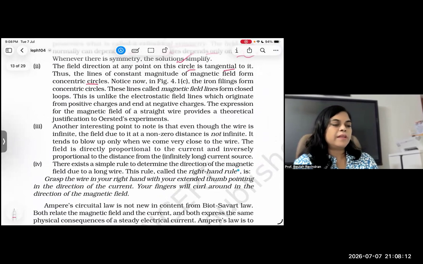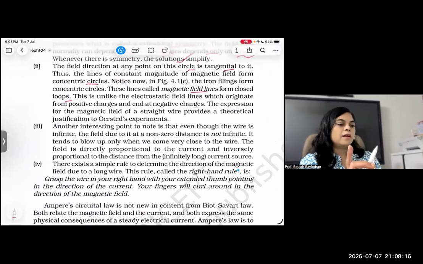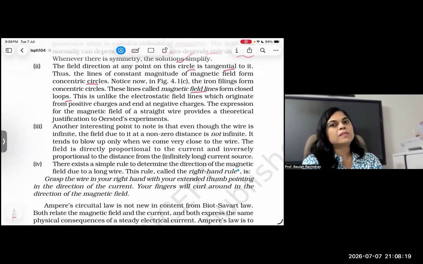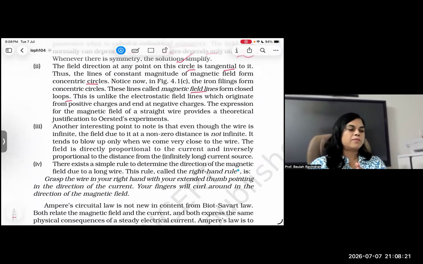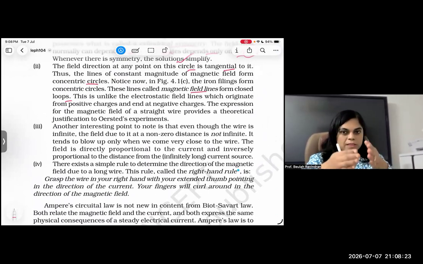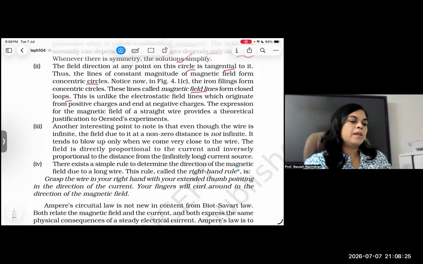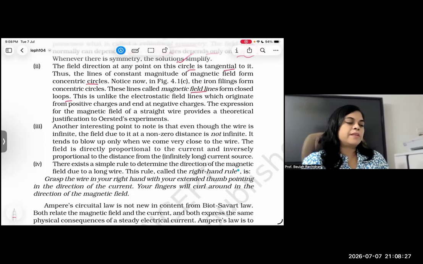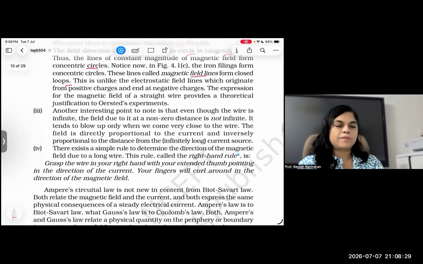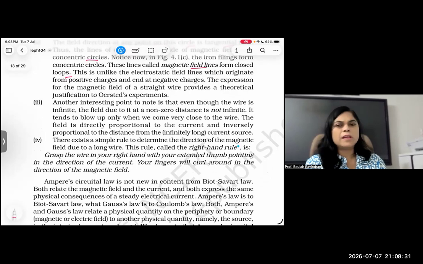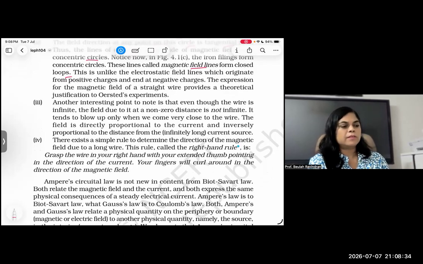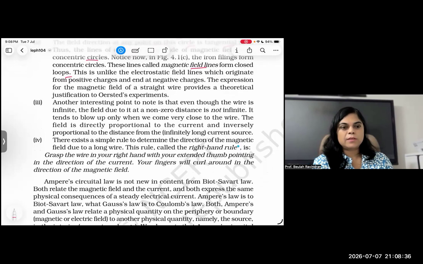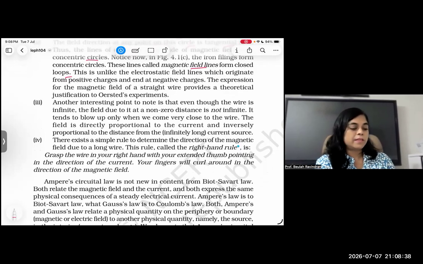These lines, called magnetic field lines, form closed loops. This is unlike the electrostatic field, which originates from positive and goes to negative. But this is like concentric circles. The expression for the magnetic field of a straight wire provides the theoretical justification to avoid certain experiments. These are all cancelled for you; it is not in your syllabus, but it will be more important for your NEET and JEE.